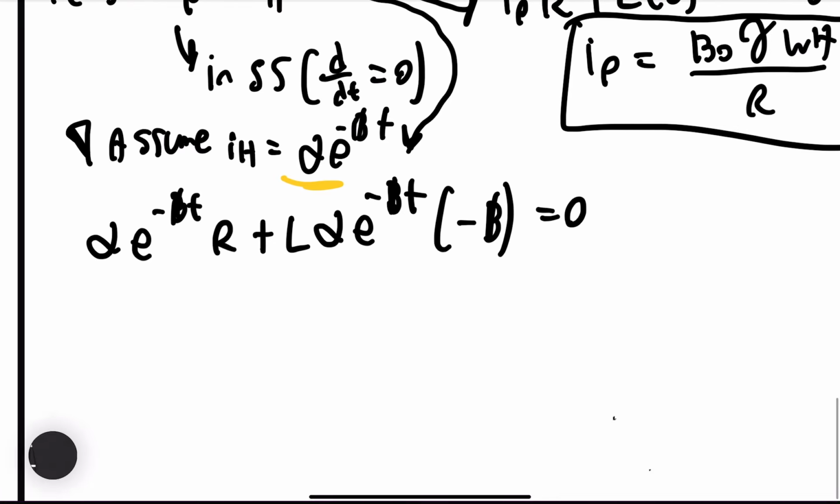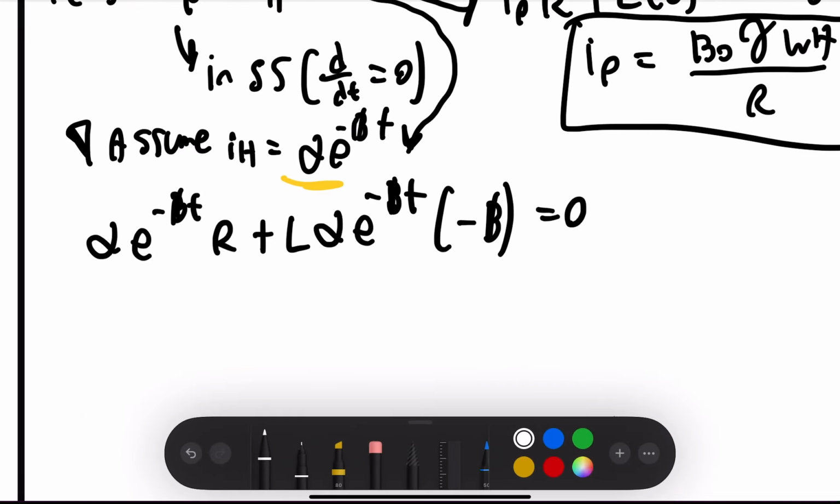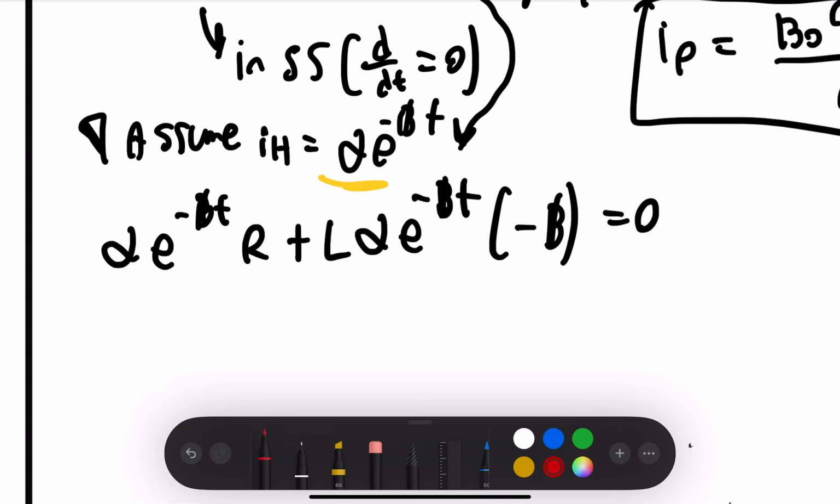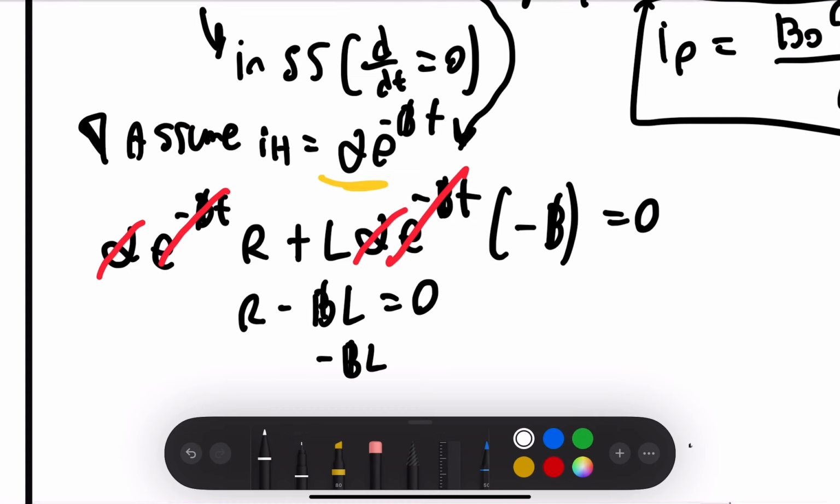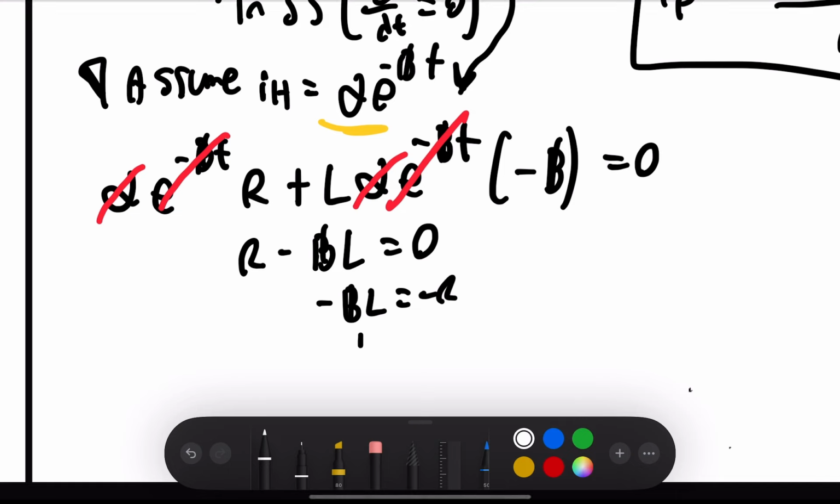So we need to solve for beta in this step. So the e's can cancel. E's cancel. Alphas cancel. So I'm left with R minus beta L is equal to 0. Negative beta L equals negative R, or beta equals R over L.